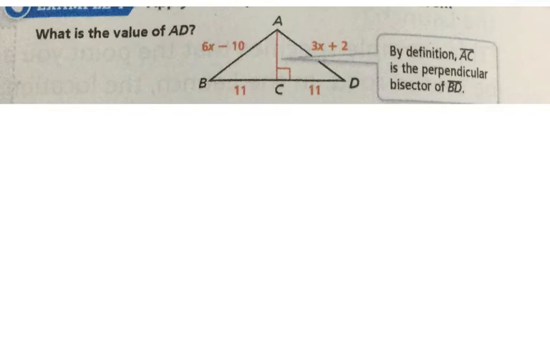Okay, so here is what we're looking at. It says, what is the value of AD? So in the end, we want to know this distance from A to D. What do I see? I see that BC is congruent to CD. They're both 11, so this line is a perpendicular bisector. The perpendicular bisector theorem means these two side lengths are congruent. They're equal, so we set those two equal to each other.